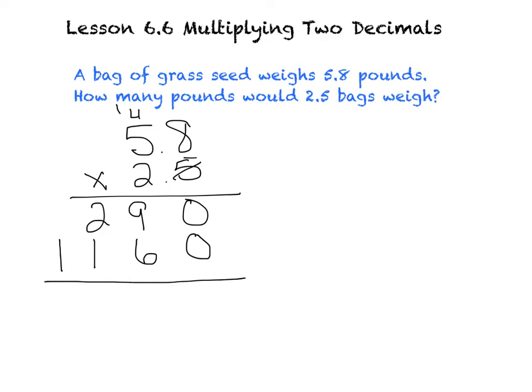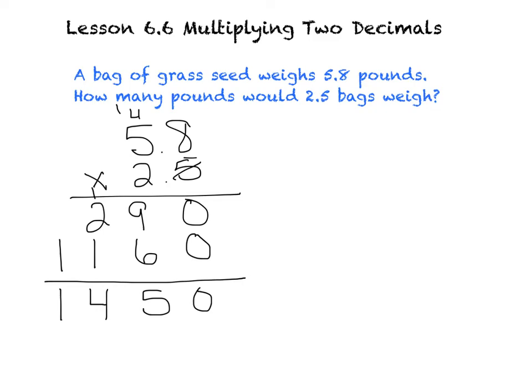And now I go ahead and add. 0 plus 0 is 0. 9 plus 6 is 15. Carry my 1. 1 plus 2 is 3, plus 1 is 4. And then nothing plus 1 is 1. So far I have 1,450. But am I done?